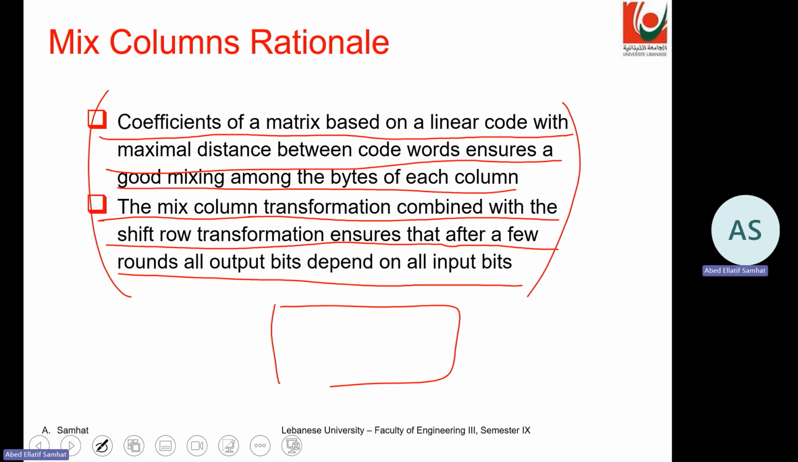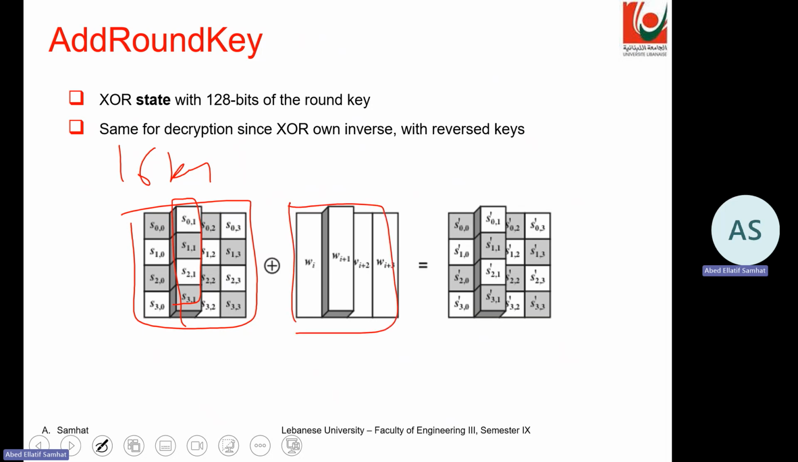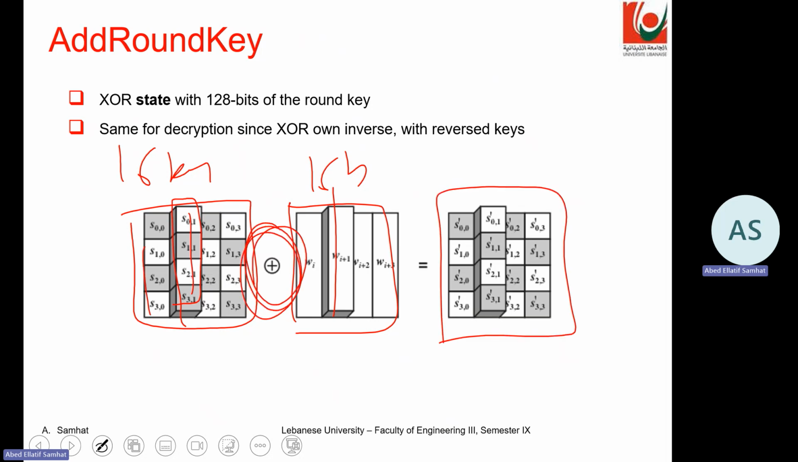So let's continue. By the add key round, we already explained this one as initial. The idea here is that you add this one with each word. You have here 16 bytes, and you have here 4 words. Each word is 4 bytes. They are also 16 bytes, and you add them. So it's a kind of XOR, okay, and you obtain the ciphertext, or the output after doing the add round.